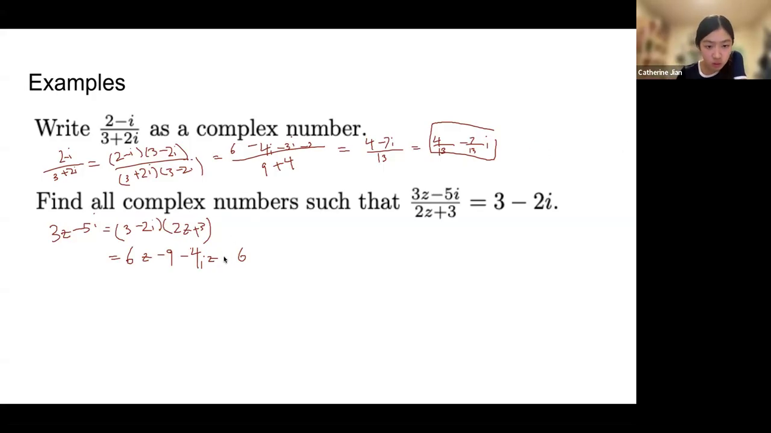Okay, so this is minus 6i. And then we want to solve for z, so we want to isolate it first. So we can get that negative 9 plus i is equal to z times (3 minus 4i). So now we have z is equal to negative 9 plus i over 3 minus 4i.